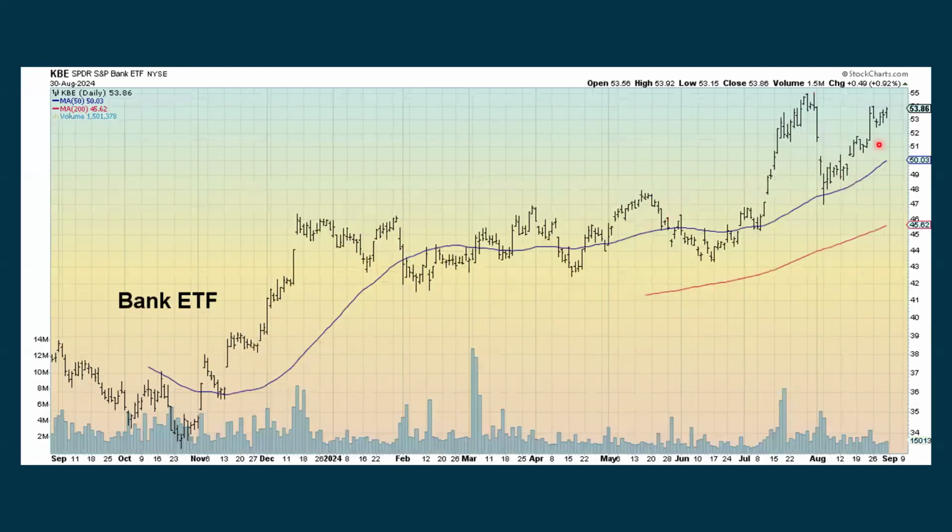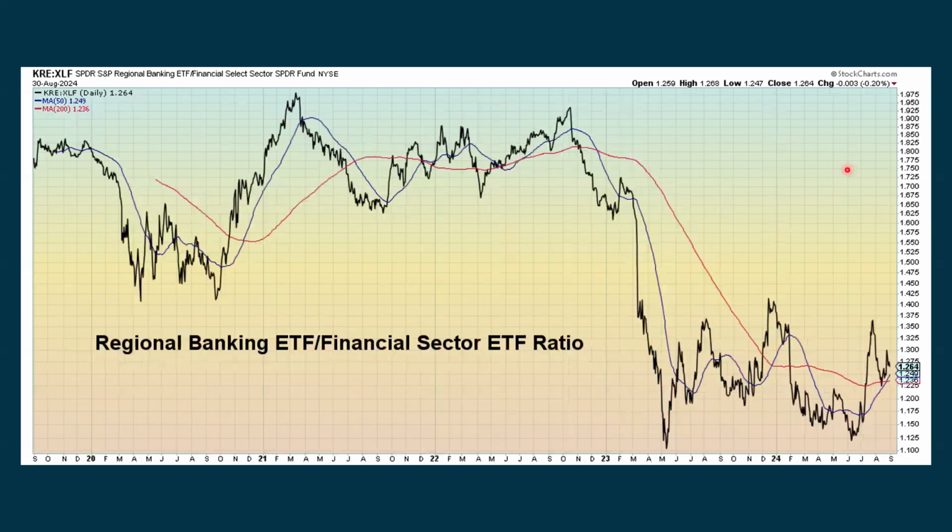We want to keep an eye on the financial sector as a whole, but then one area of the financial sector is the bank ETF. And even though this is not setting a new all-time high, this is still looking positive, and we're still in an uptrend here. And then we do another ratio between regional banks, which are smaller banks, and we compare it with the financial sector itself. And this is holding up. We were actually seeing a lot of weakness here.